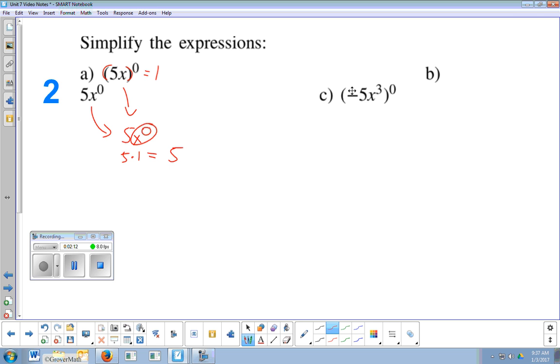Here's another example. Again, this whole thing is being raised to the 0. It doesn't matter that it's negative. Whatever the base is, no matter how many terms are in there, no matter how complex, if the whole thing's being raised to the 0, it simply equals 1.